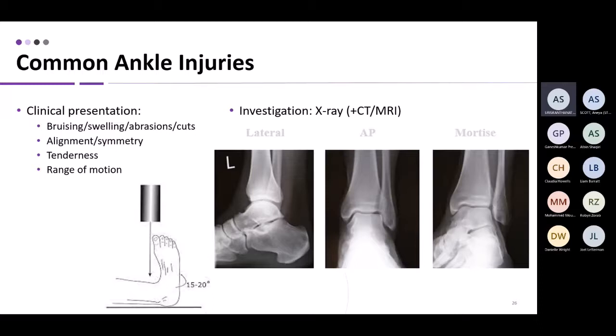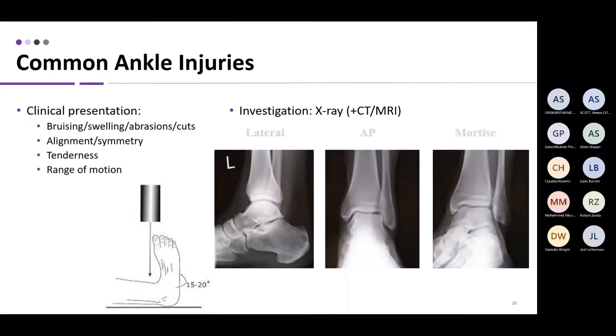Look for any tenderness, and just look at the range of motion as well, and see if you can elicit any pain, especially like against resistance, for example, and that will give you clues to if it's a fracture, a dislocation, obviously, or if it's a sprain.